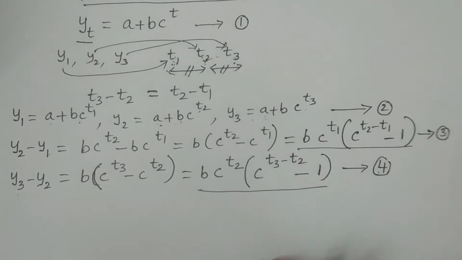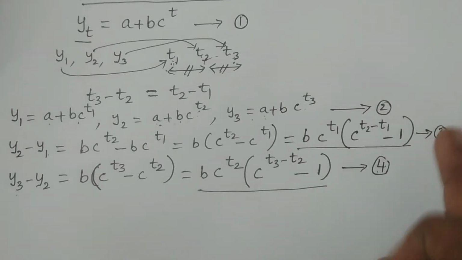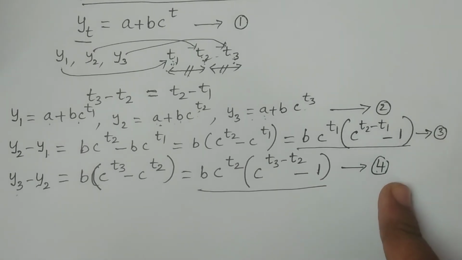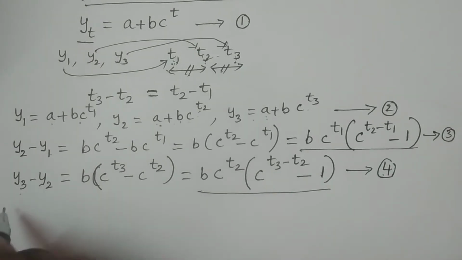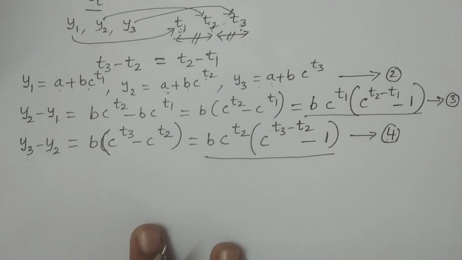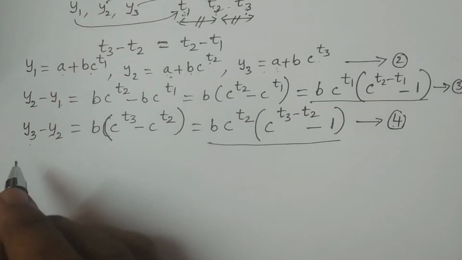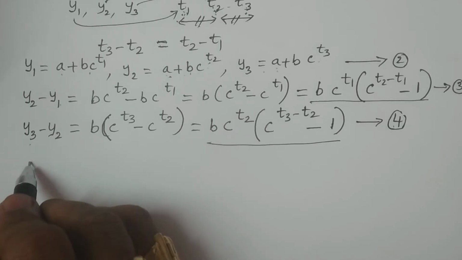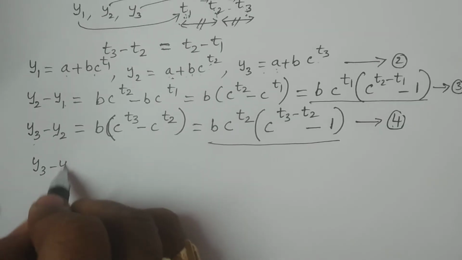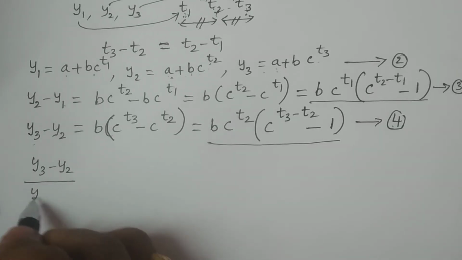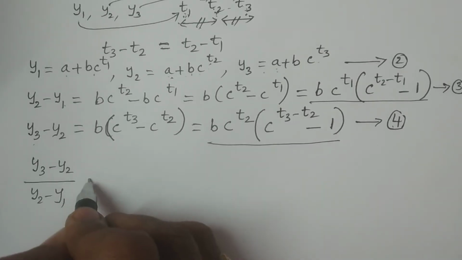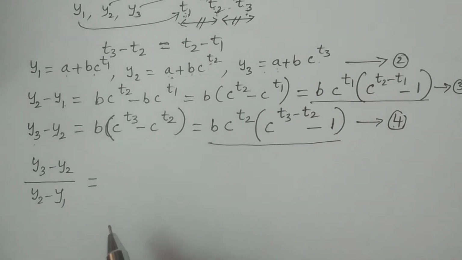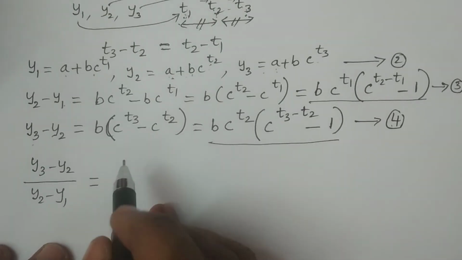Now what I do is I divide these two equations, y3 minus y2 divided by, is it visible? Yes. Now I calculate y3 minus y2 divided by y2 minus y1. It is equivalent to b. That's what I do. What is this y3 minus y2?